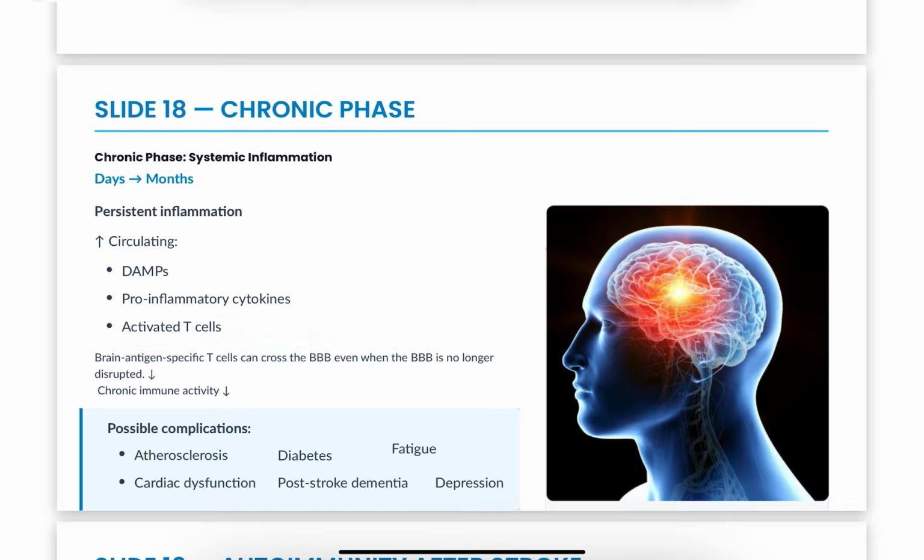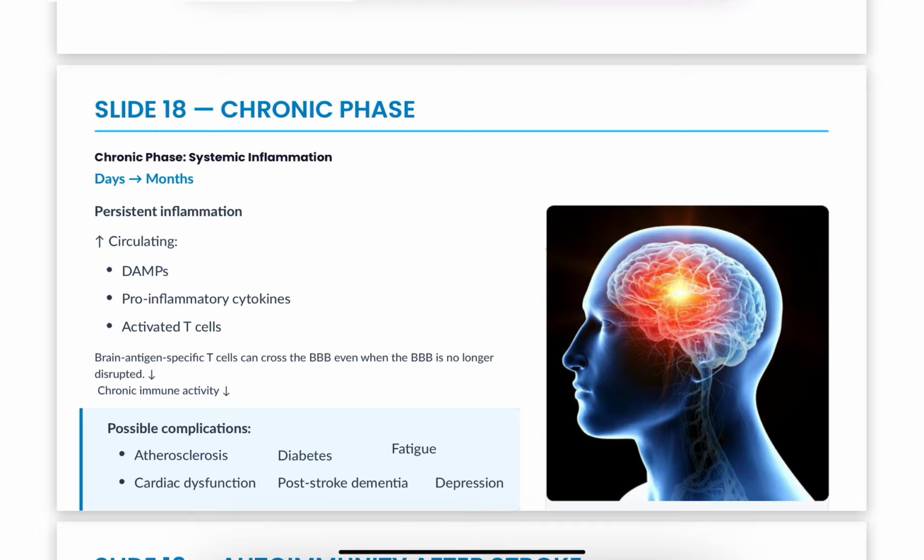This is an interesting fact. That's important because why? Because activated T cells have a different mechanism to enter the CNS. This means that the immune response can continue even after the blood-brain barrier disruption has been resolved. So even if it's not leaky anymore, it can still cross.